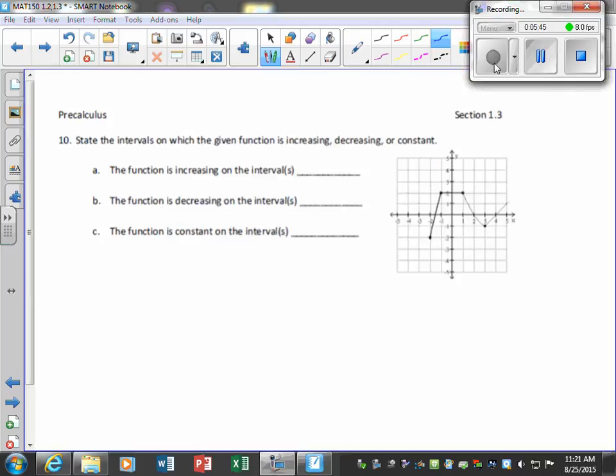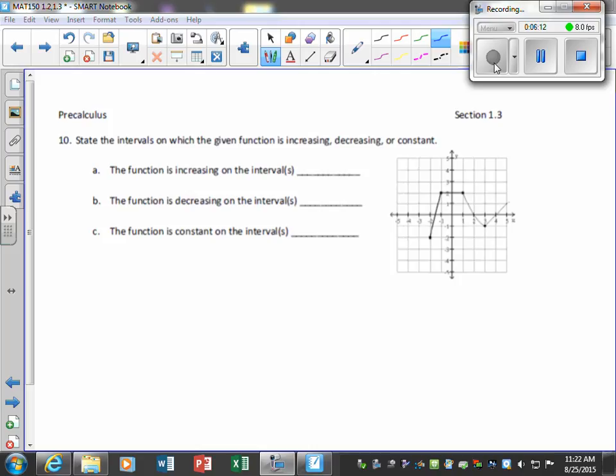Okay, moving on. State the intervals on which the given function is increasing, decreasing, and constant. Now, we just now talked about domain and range, and that incorporates using brackets and parentheses. But when we're expressing increasing, decreasing, and constant, it's going to be using all parentheses. We're just describing where that actually occurs on the function. So increasing, we want to liken that with going up.